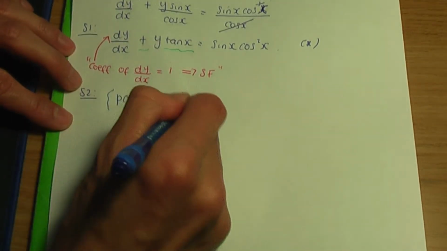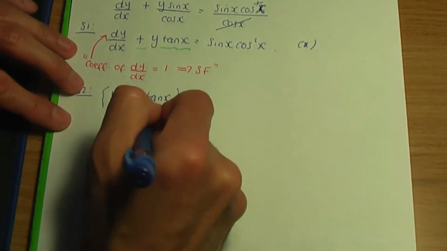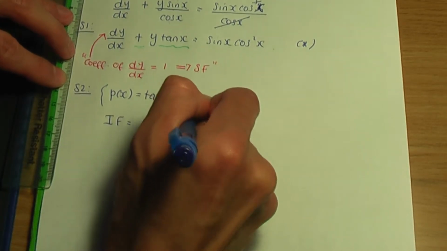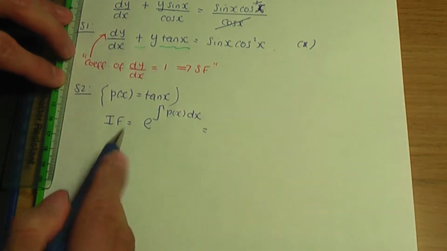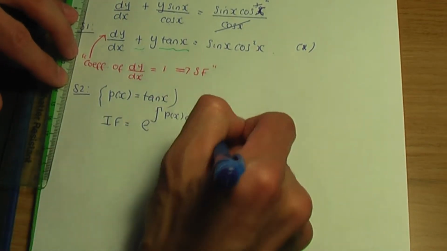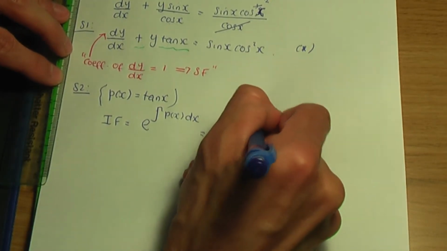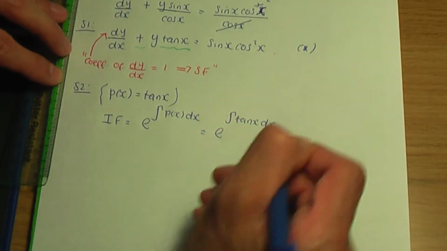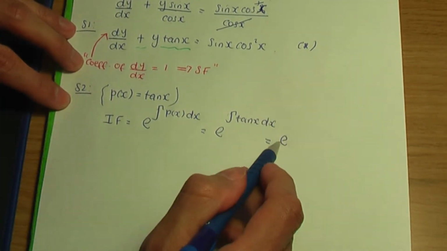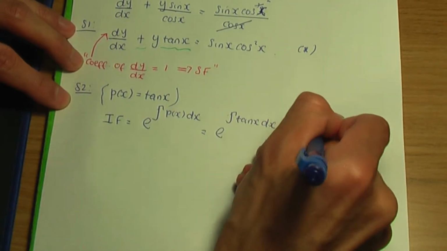And as a result of our p of x, let's calculate IF, the integrating factor. So it's e to the power integration of p of x with respect to x. So that being the formula. And if I replace p of x here, I'll have e to the integration of p of x, which is tan x, with respect to x. Now, let's go one stage further. So e to the power, integration of tan x is minus ln cos x.